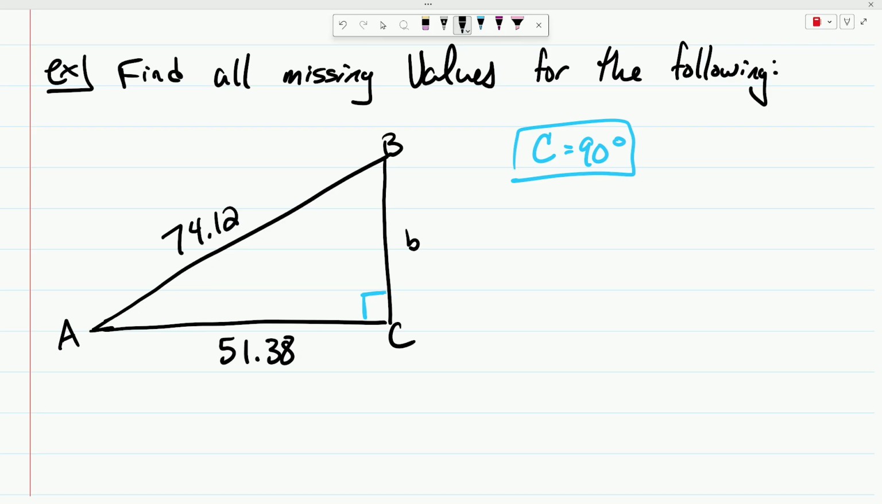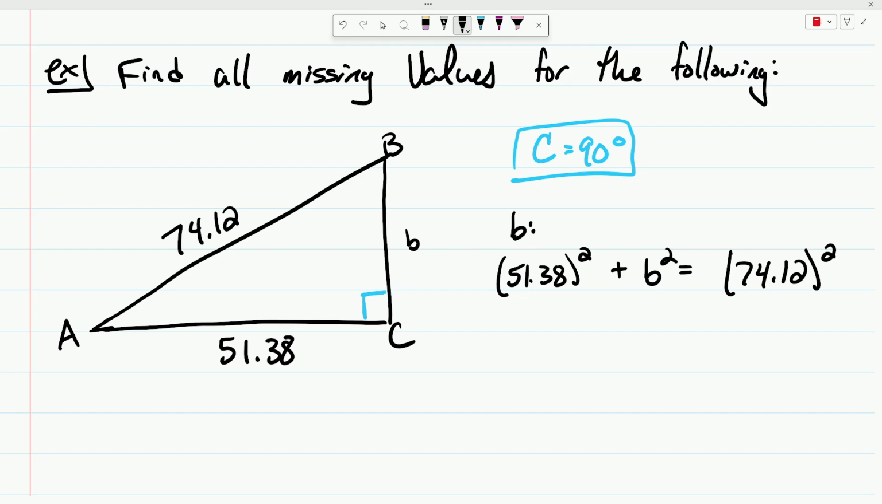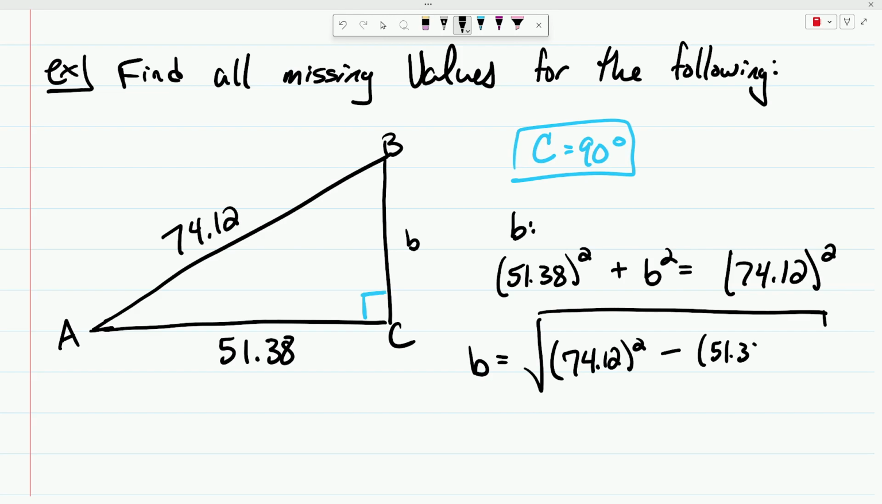That's easy. The next easiest thing to find would be side B, because all we have to do is use the Pythagorean theorem. So if I use the Pythagorean theorem, here's what I have: 51.38 squared plus b squared equals 74.12 squared. Now, hopefully you can see it from here, but this equation just basically turns out to be this: B equals the square root of 74.12 squared minus 51.38 squared. So I'm going to do this off camera, pause the video, type this into my calculator, and we're going to get B equal to, I came up with 53.42.